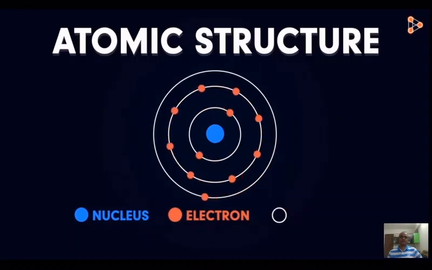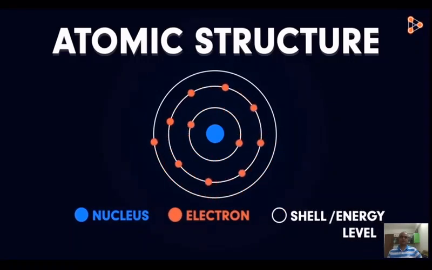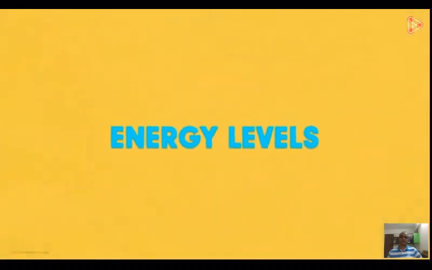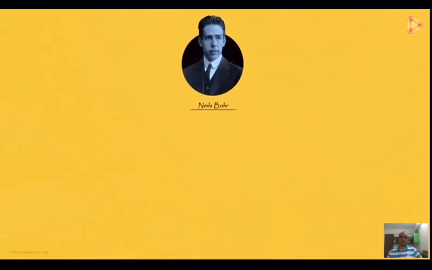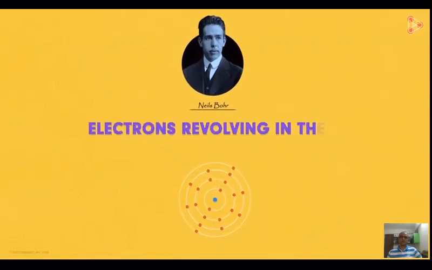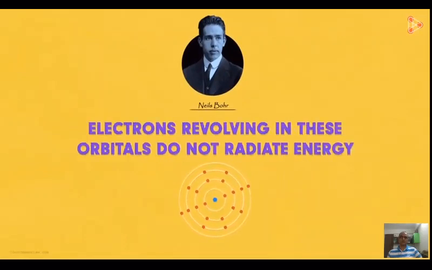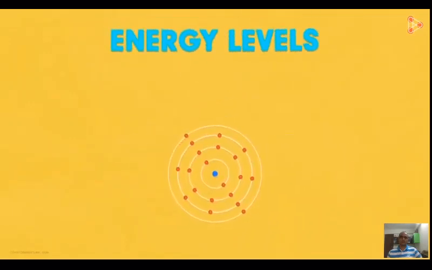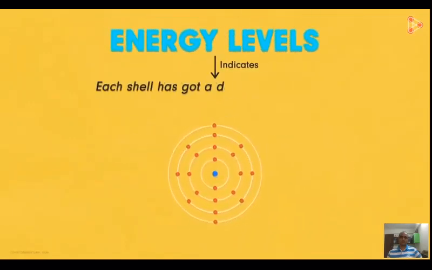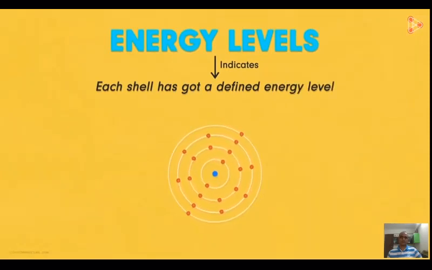These electron orbitals are referred to as shells or energy levels. Now the name energy levels gets us to an important concept. Niels Bohr suggested that the electrons revolving in these orbitals do not radiate energy. This is justified when we use the term energy levels, because it indicates that each shell has a defined energy level. That means when the electrons revolve in these shells, they do not liberate any form of energy.